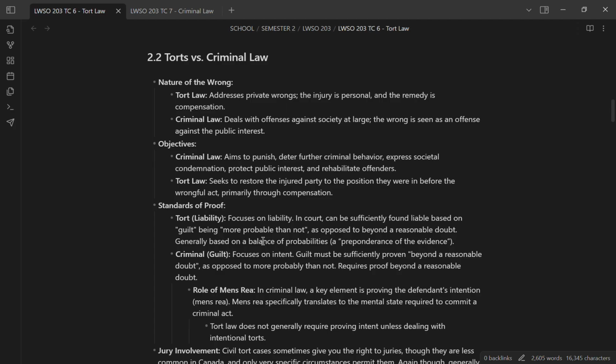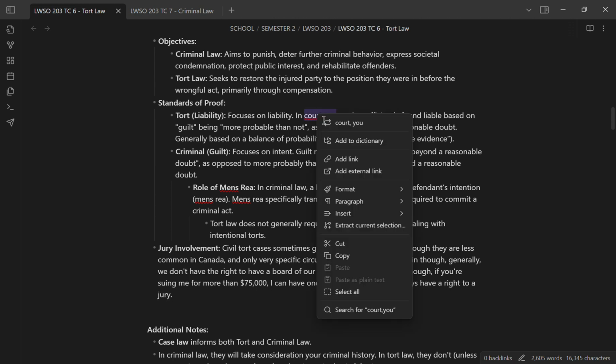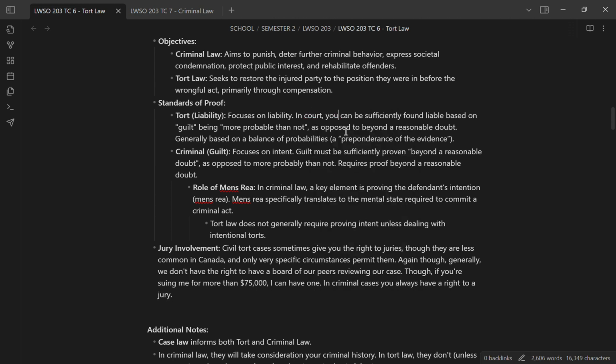What are the standards of proof in both tort and criminal law? In tort, the standard of proof revolves around liability, versus in criminal law, it revolves around guilt. So, tort focuses again on liability. In court, you can be found sufficiently liable based on guilt being more probable than not.